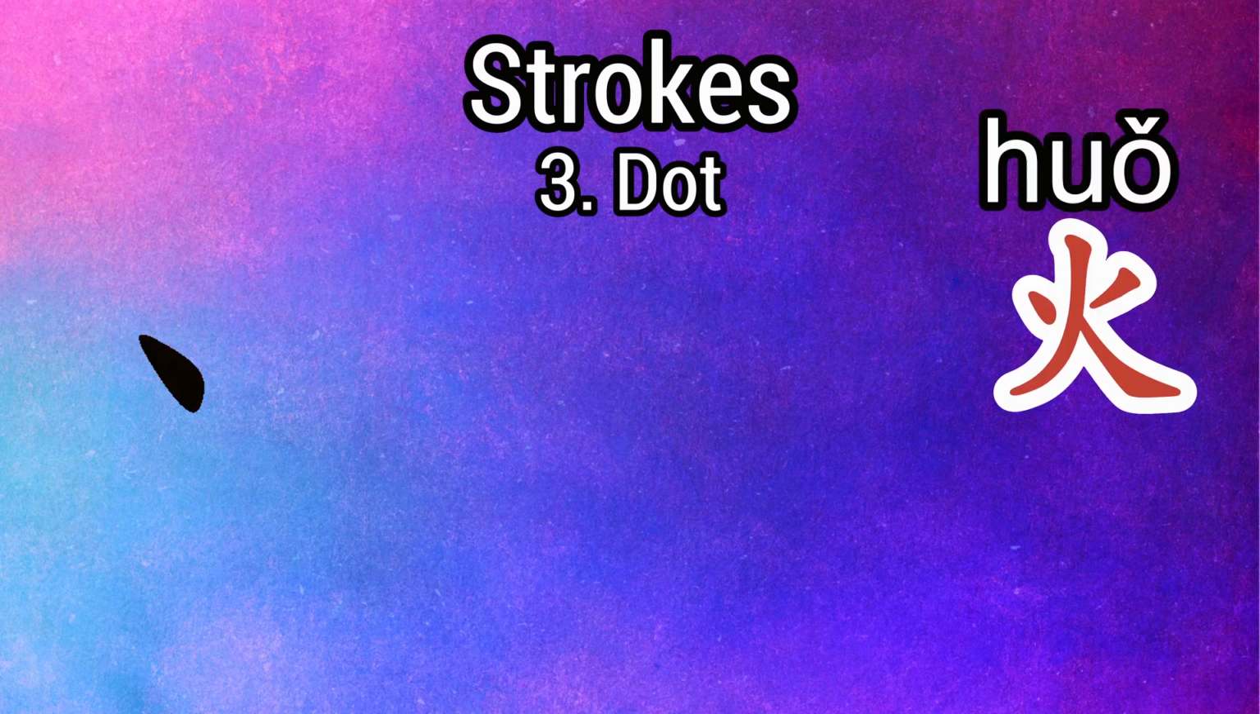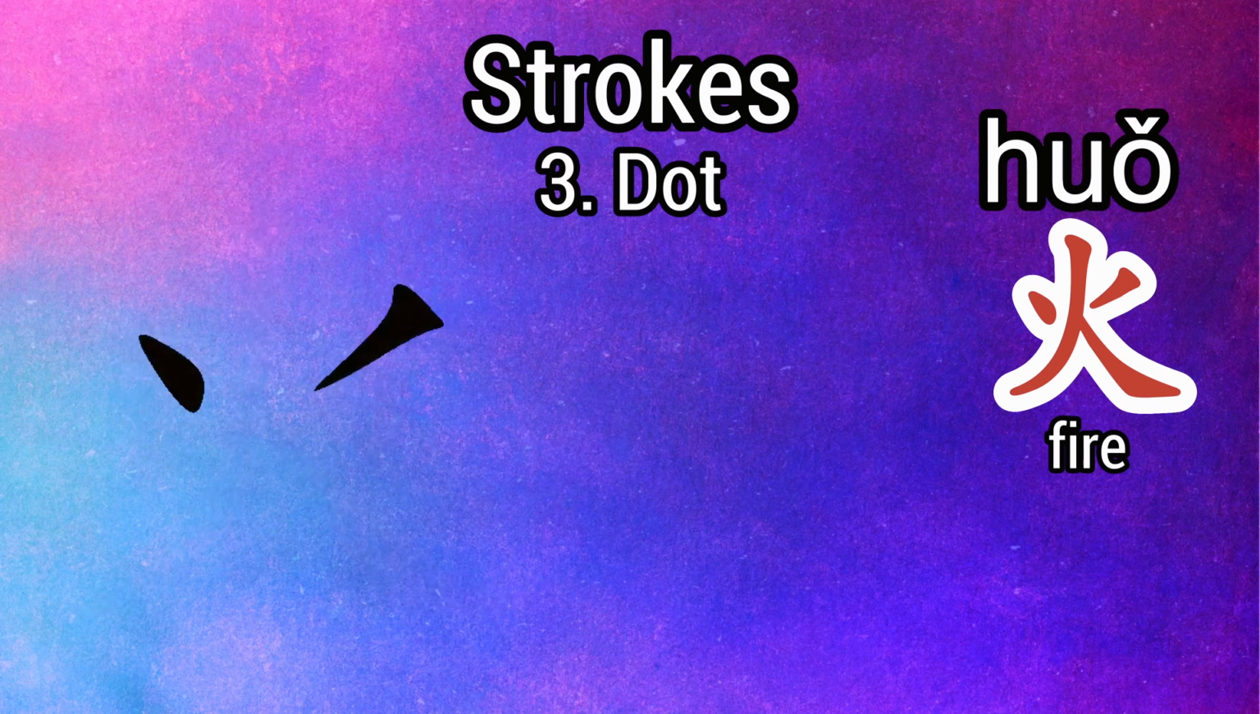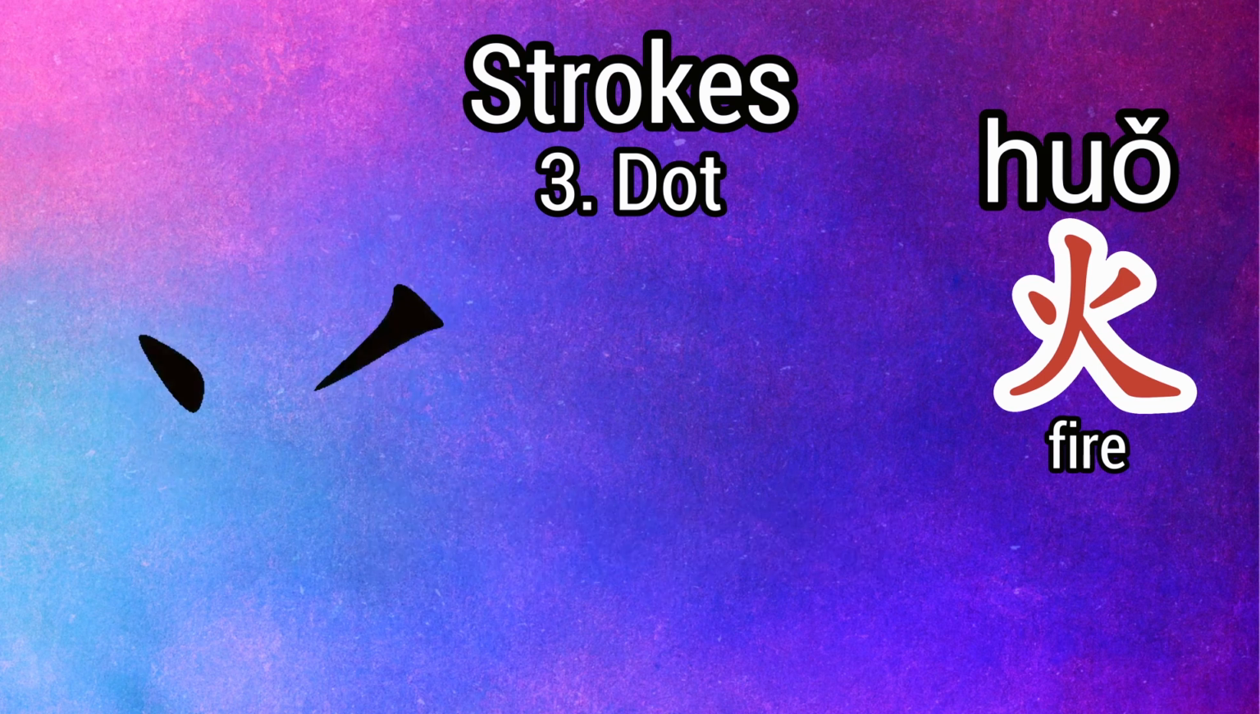The character 火 means fire, and has 2 dots. But you can see that the 2 dots are different. So that's why I just said these 8 basic strokes are just categorized. Like these 2 dots in this character, they are all dots, but different types of dots.